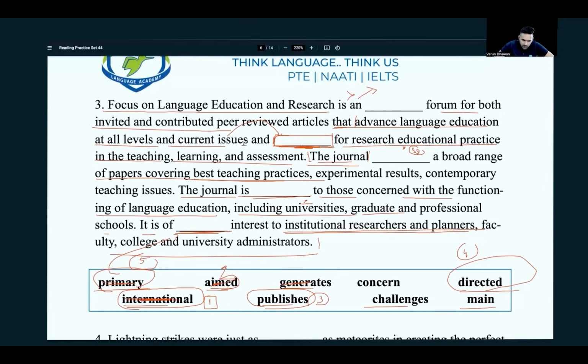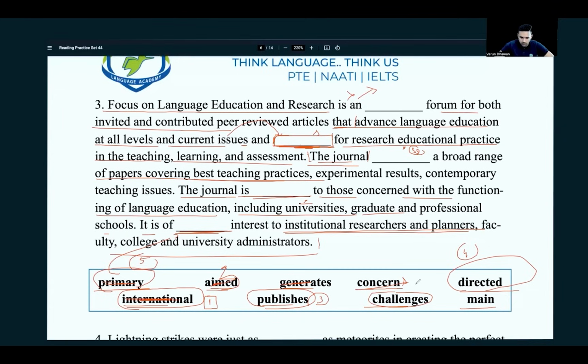And this is ending with S. You always say boys and girls. You'll never say boys and girl. So most probably we'll have a word with S over here. Issues and concern or concerns? Concerns. So we are left with this.